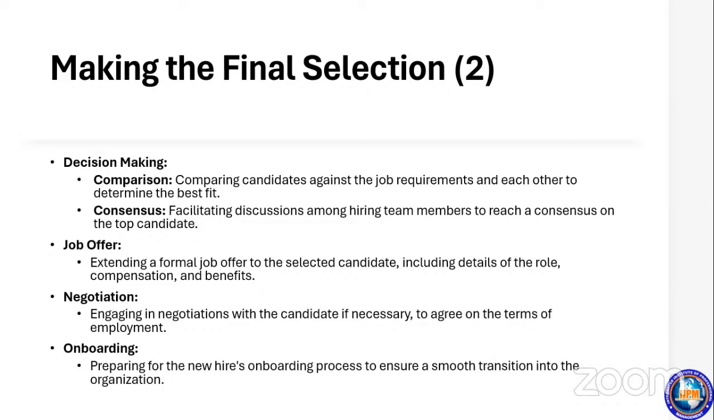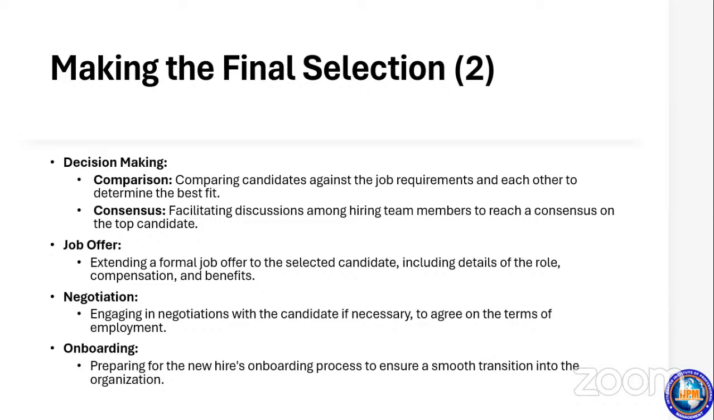Then in job offer, you extend a formal job offer to the selected candidate after all of this screening, after all of this interviewing, after all of this assessment. This would include details of the role the employee is going to play, the compensation and benefits. Next would be negotiation. Engaging in negotiation with the candidates if necessary. This may not happen all the time, to agree on the terms of employment.